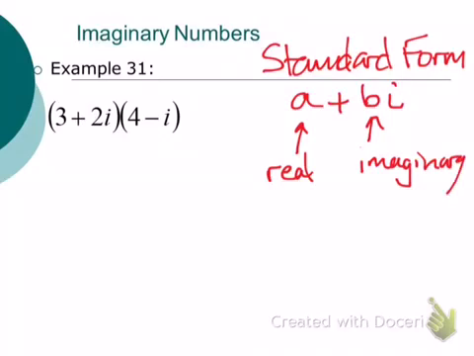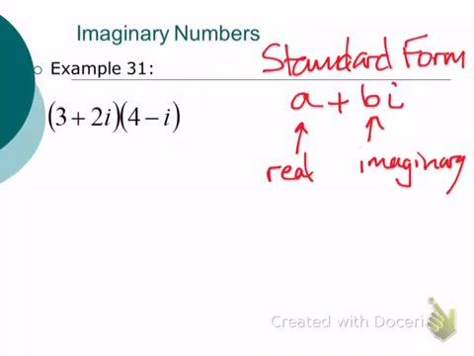So complex numbers, the standard form for a complex number is a plus bi. A complex number is not considered simplified unless it is in that form, a plus bi. Your answer has to be like that or it's not simplified. Now, a or b can be 0.